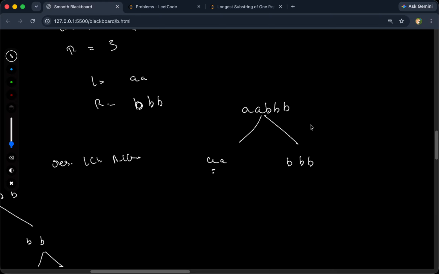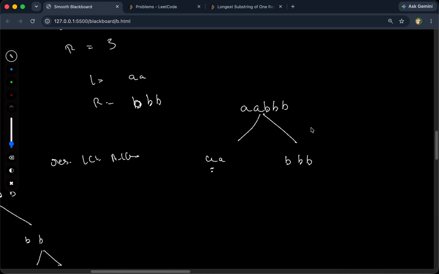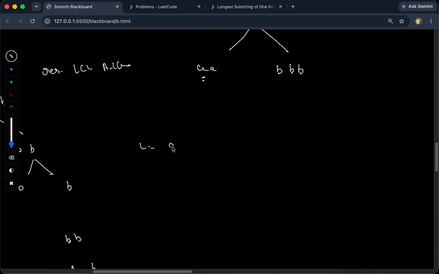See, but sometimes the prefix can grow. Suppose left is A A and right is A A B. Okay, we combine them, A A plus A A B, so the result becomes A A A A B. Okay, so the prefix is 4. Why? Because left ends with A and right starts with A. Actually the left segment is entirely A, so its prefix can connect with the right prefix.